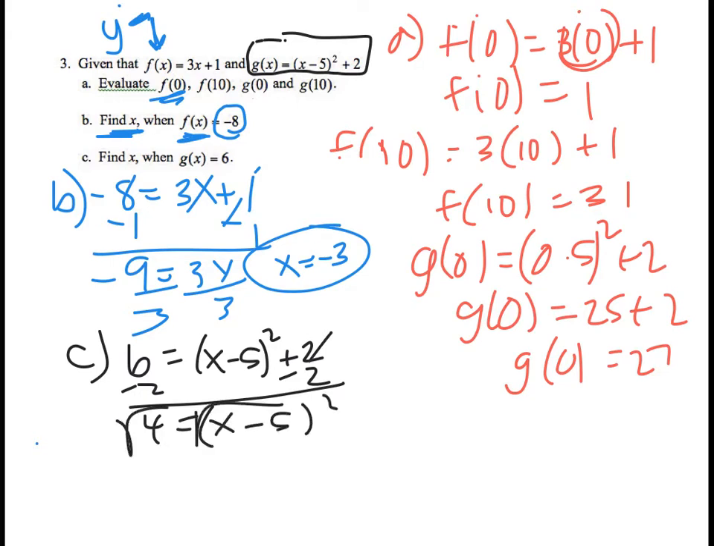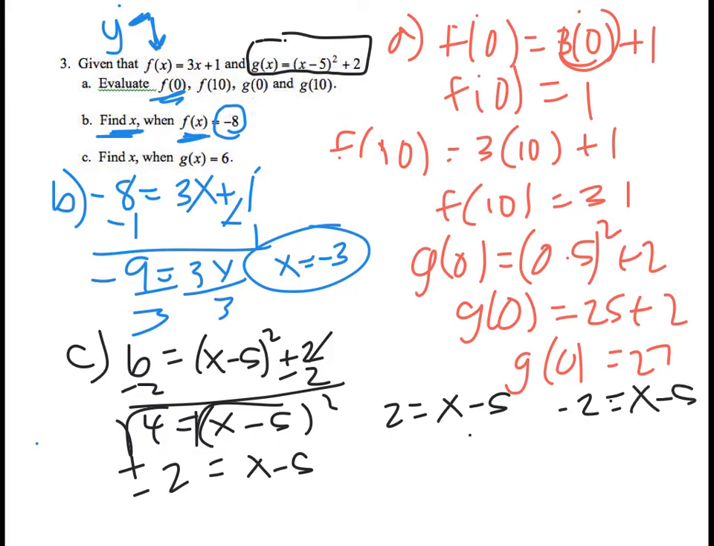Square root it. Be careful here, the square root of 4 is a positive and negative 2, and that's equal to x minus 5. Remember, 2 times 2 gives me 4, and negative 2 times negative 2 gives me 4. So then I have to solve both equations. So I would have 2 is equal to x minus 5, and negative 2 is equal to x minus 5. So add 5, add 5.